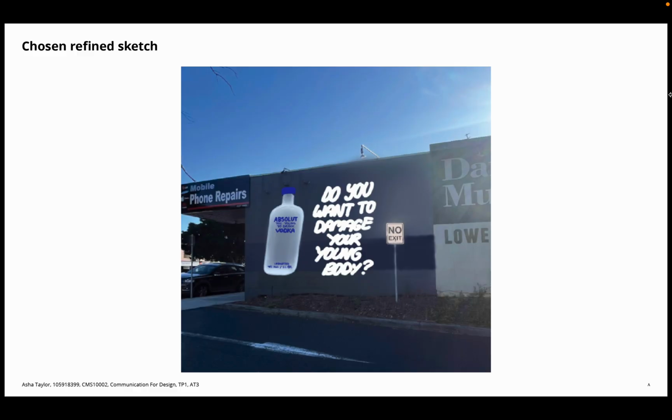My chosen refined sketch was the Absolute Too Young to Drink Vodka, with the typography, do you want to damage your young body, as my social issue is underage drinking. And my location that I chose, which I talked about in the first part, was Plainwall Dan Murphy's in the Frankston area, as the Frankston area is very populated in underage drinking, youth crime, everything related to that. So I wanted somewhere where people would see quite often to come across that message.